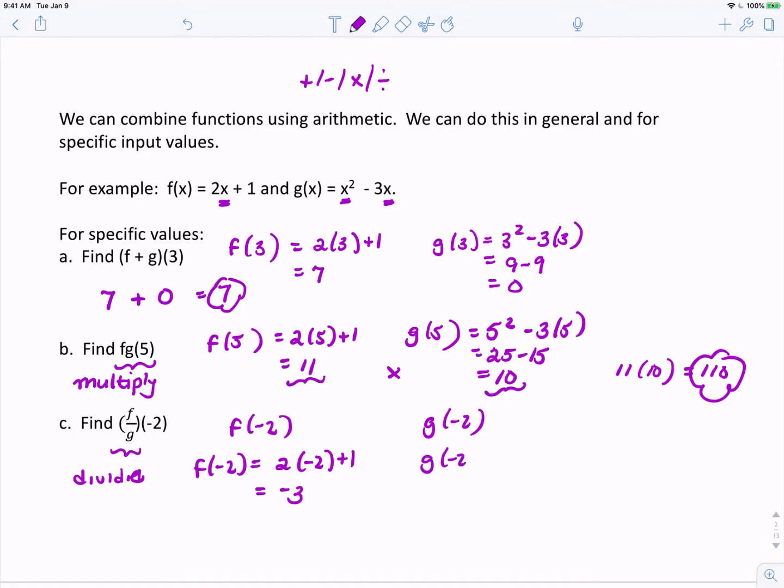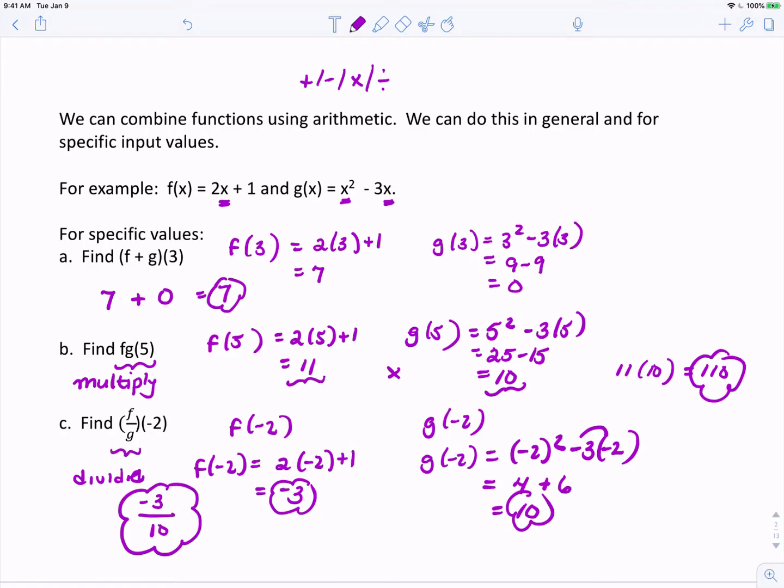G of negative 2 is negative 2 squared minus 3 times negative 2. So negative 2 squared, negative 2 times negative 2, is positive 4. Positive 4 minus negative 6 is positive 10, and so this gives us a value of 10. And so we're going to take f divided by g. So f divided by g is negative 3 over 10. And we can just leave our answer like this. We don't have to divide that out or write it as a decimal.